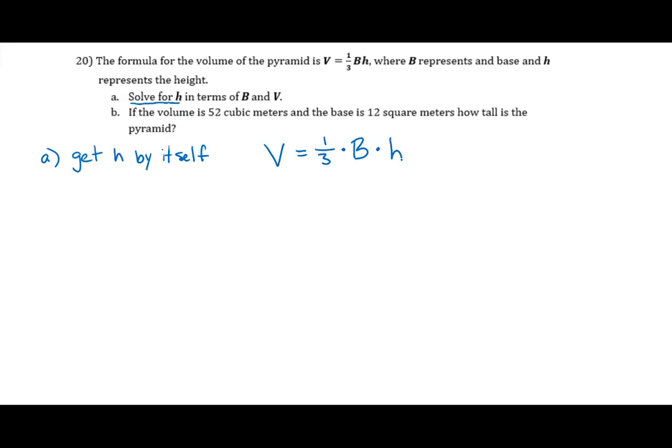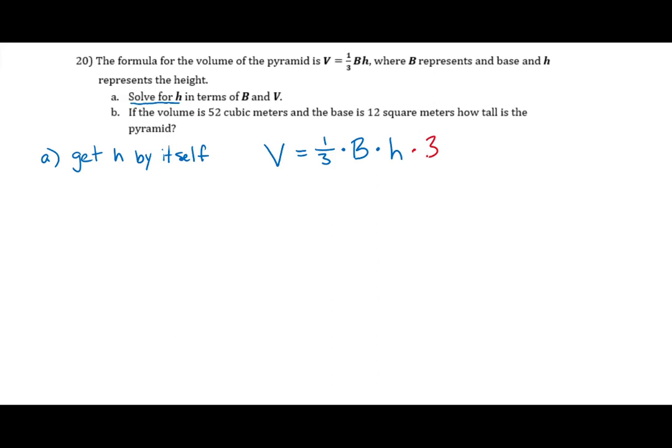Now this is an equation with three variables. There's a V, a B, and an H. But those letters are placeholders for numbers. They stand for numbers, so we could treat them like they are numbers. All right, so let's get H by itself. That means we have to eliminate the 1/3 and we have to eliminate the B. The way we eliminate something on one side of an algebraic equation is to do the opposite. Right now there's a 1/3 multiplying, which is like dividing by 3. So the opposite of that is multiplying by 3.